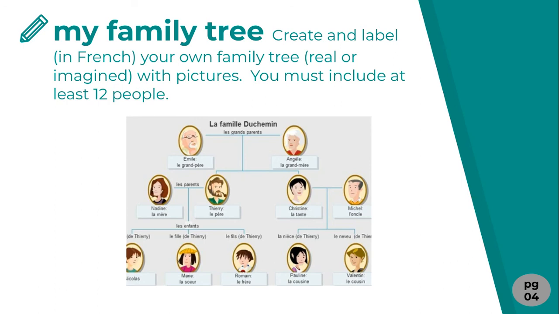Okay. Only one more thing to do today. On page 4, in the bottom part, you can make me your own family tree. I want it labeled in French. And this could be your real family tree, like with your actual siblings and your actual parents and stuff like that. Or it can be an imagined family tree.